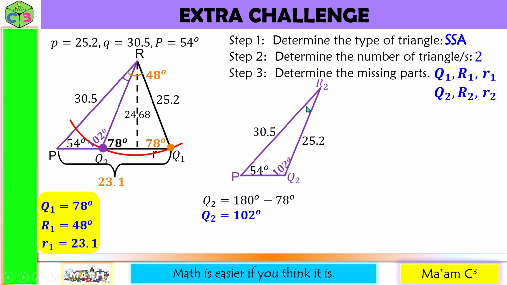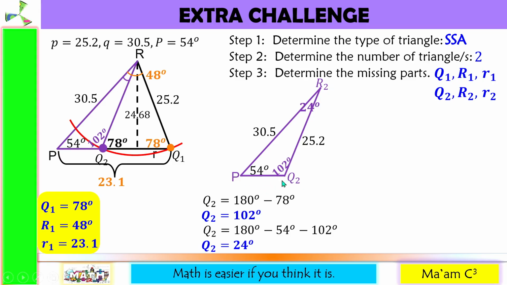I only have one missing angle, and that is R sub 2. I can compute that by subtracting 54 degrees and 102 degrees from 180 degrees. This will give me 24 degrees. So angle R sub 2 is 24 degrees. Now, the only missing part left is side R sub 2.